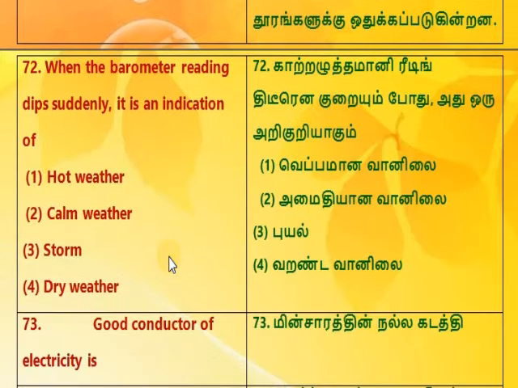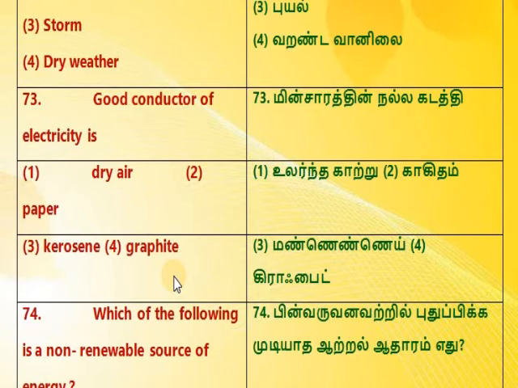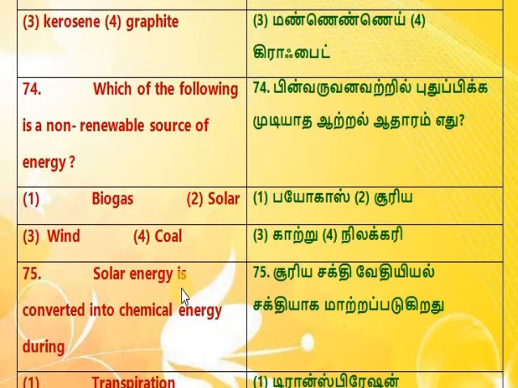72. When the barometer reading dips suddenly, it is an indication of 1. Hot weather, 2. Calm weather, 3. Storm, 4. Dry weather. 73. Good conductor of electricity is 1. Dry air, 2. Paper, 3. Kerosene, 4. Graphite.